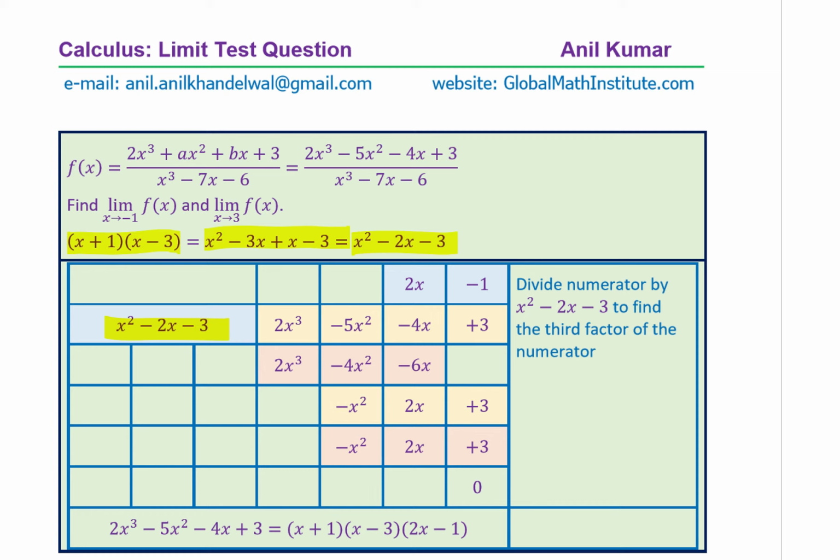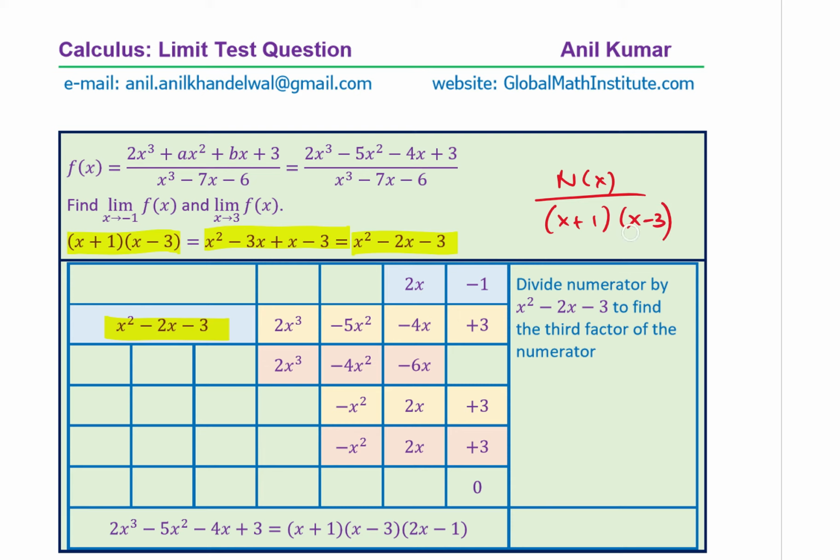So we are going to divide the numerator by x squared minus 2x minus 3, correct? That is what we are doing here. So we are basically dividing the numerator by the factor x plus 1 times x minus 3. Then we'll get the third factor, correct?